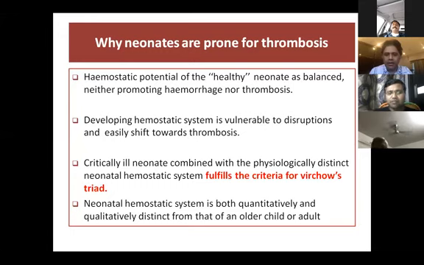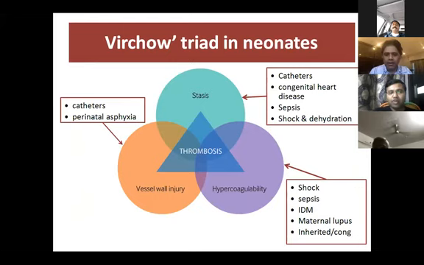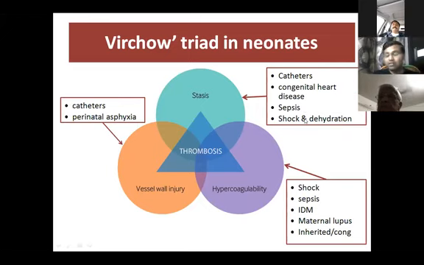And there is a certain difference in the neonatal hemostatic system compared to older children and adults, both quality-wise and quantity-wise. Yes, this is the Virchow triad. Vessel injury, most commonly from catheters and asphyxia. Stasis, again from catheters, congenital heart disease, sepsis, shock, dehydration, summer dehydration. We are seeing such cases, which I will discuss later. And hypercoagulability in sepsis, IDM babies, maternal lupus, or even inherited or congenital thrombophilia.